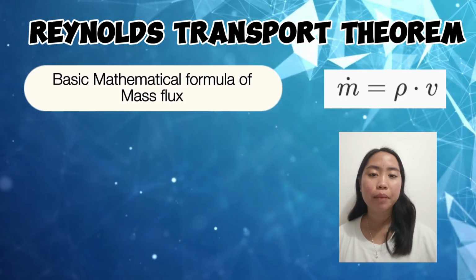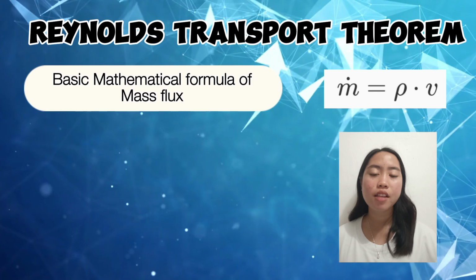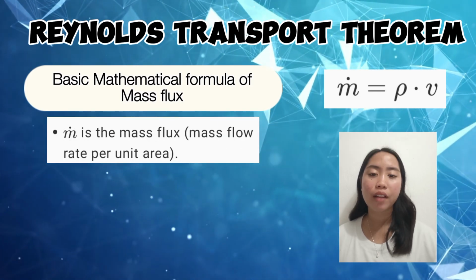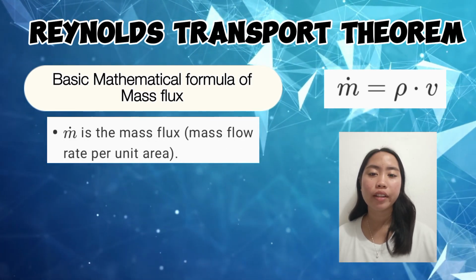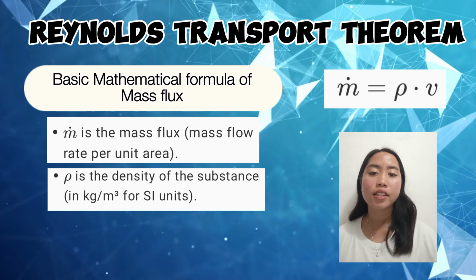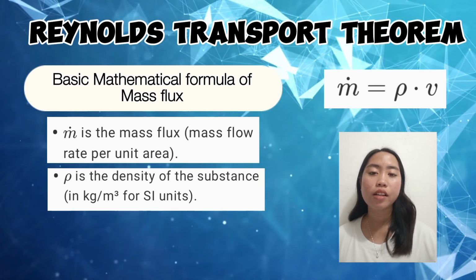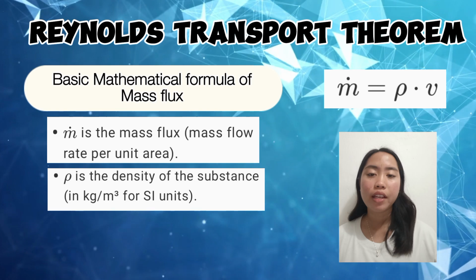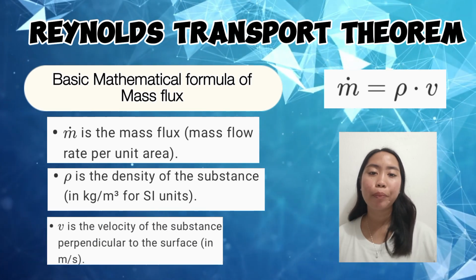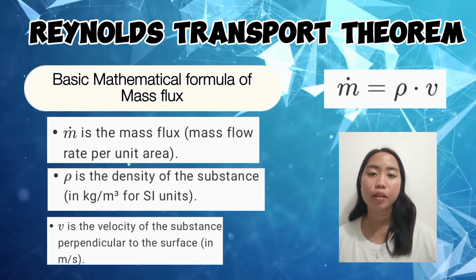Given is the basic mathematical formula for mass flux, where m is the mass flux, the mass flow rate per unit area, rho is the density of the substance in kilograms per cubic meter in SI units, and V is the velocity of the substance perpendicular to the surface in meters per second.